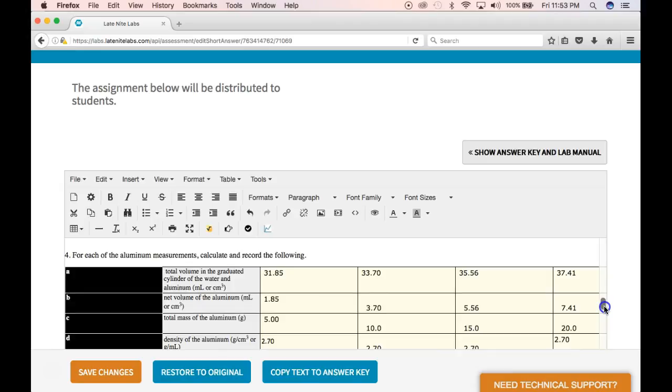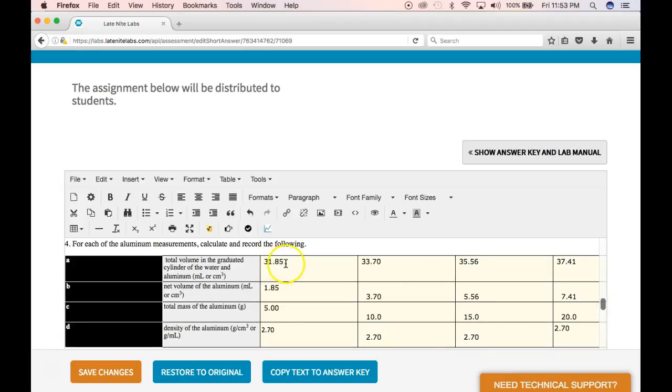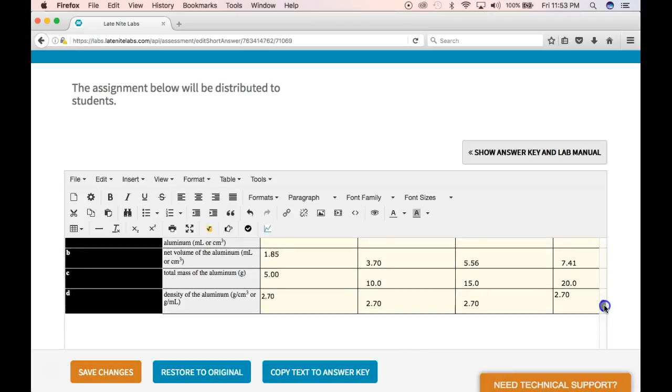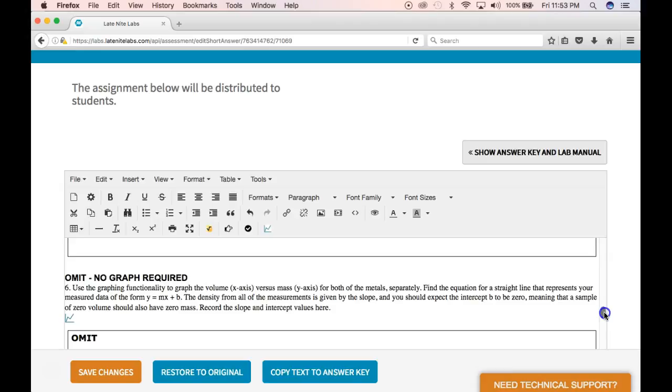Now we come to aluminum, and here the volume after you added 5 grams of aluminum went up to 31.85. So 31.85 minus the 30, and the volume is 1.85. So 5 divided by the 1.85, you should get a density of 2.7. Again, 10 divided by the 3.7, you get a density of 2.7 and so on. So again, you follow the exact same steps for the aluminum, and then average the density.